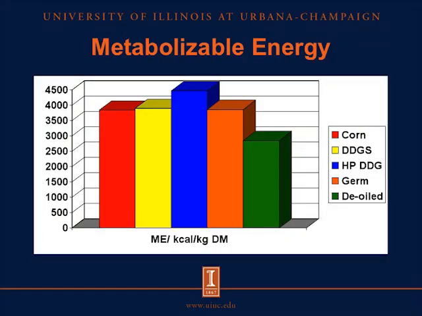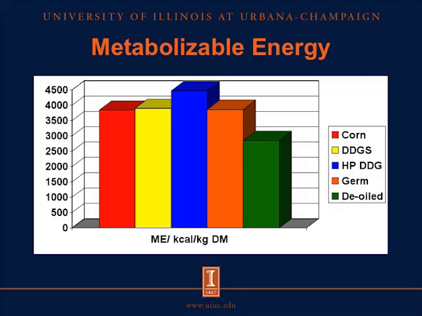If we look at the metabolizable energy in the corn co-products, you'll see we have corn here at about 3,800 kcal per kilogram dry matter, as we showed before. DDGS is very similar to corn in terms of ME concentration, but high protein DDG contains more ME than does corn or DDGS. On the other hand, corn germ contains about the same as corn and DDGS, but if we take the oil out of DDGS and produce a de-oiled DDGS, then we will end up with a product that contains much less energy than the original product that we had.